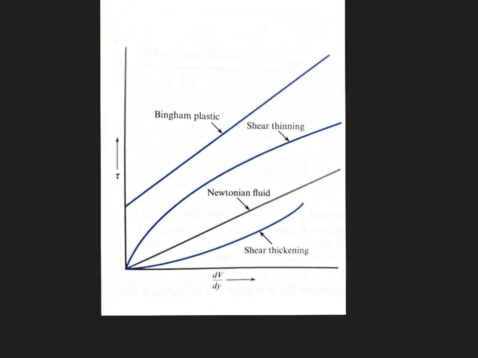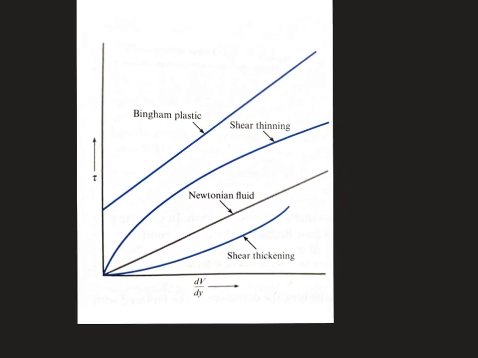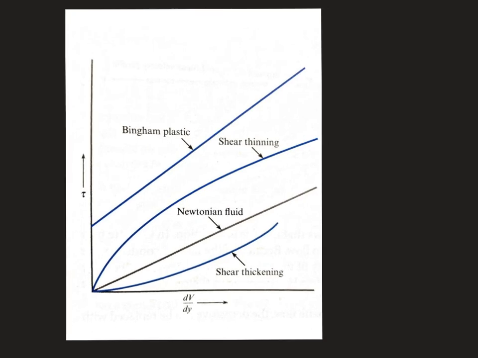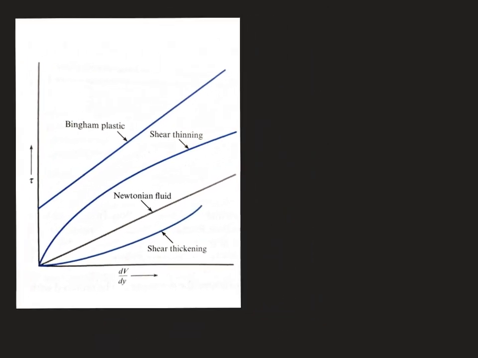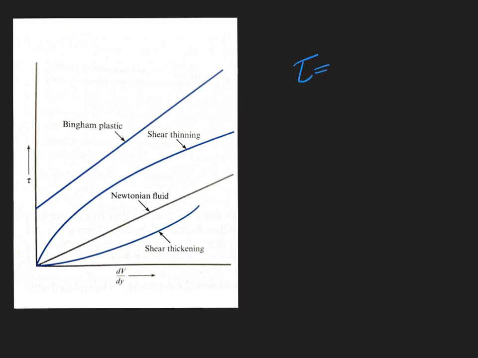You can find this in every textbook, right? Everybody does something like this. Now, what we've been talking about this whole time is this: tau equals mu dv/dy. I'm going to use the symbols they use in this chart. But it's not any different than if we use u.